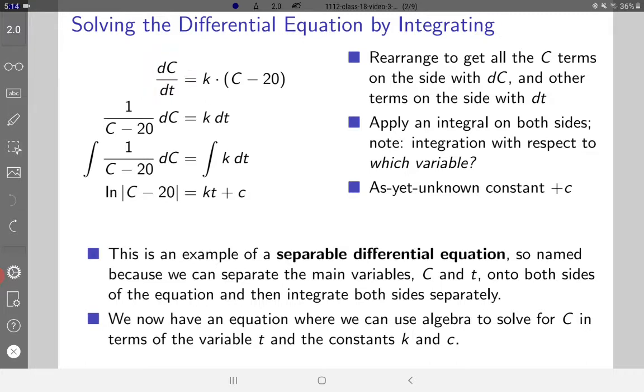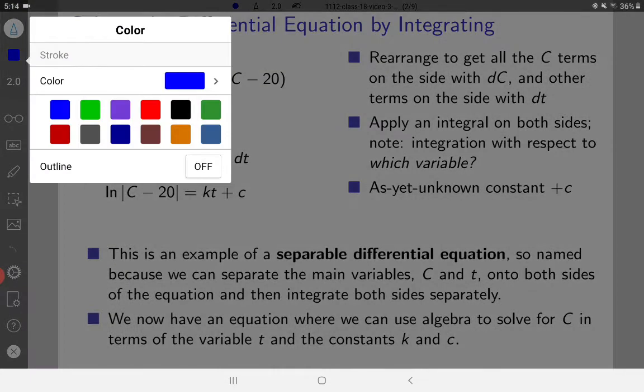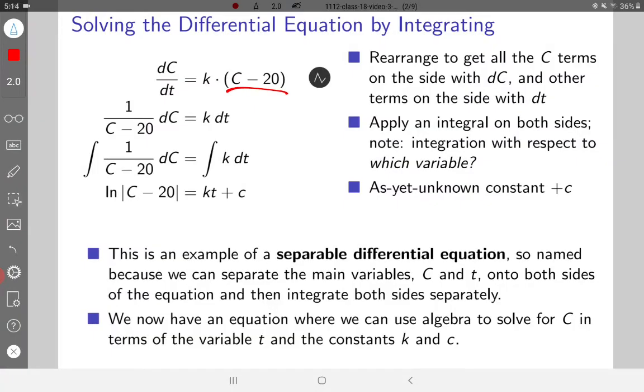On the left side, I have the dC, and I have divided both sides by that C minus 20. I've divided it on the right so it cancels out, and that's why I end up with it in the denominator on the left side. Meanwhile, that dt that's in the bottom on the right, I can multiply through on both sides by dt, and that's why I end up with that on the right as well.